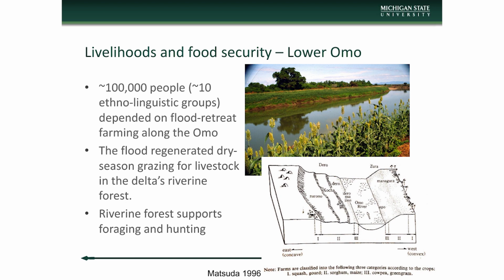Other things that the flood did was regenerate dry season grazing lands, which was generally in ponds and wetlands along the edge of the river, and support the forest along the sides of the river, which was also important for foraging and hunting.